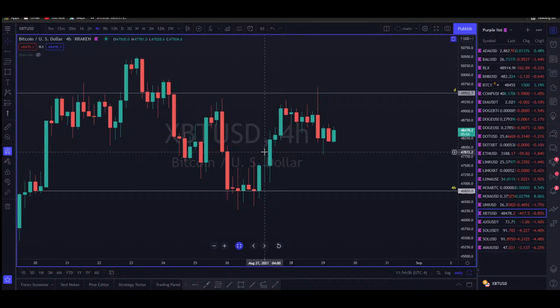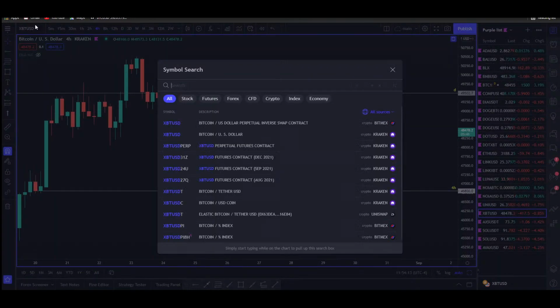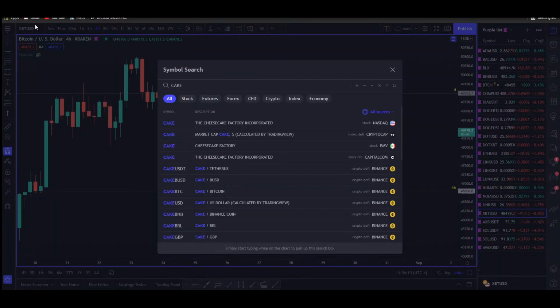I do not see that on Cake. So watch it. Make sure it holds. Make sure you don't get a 4 hour closure below that level. I'll go right back to it real quick because I don't remember what the level was.